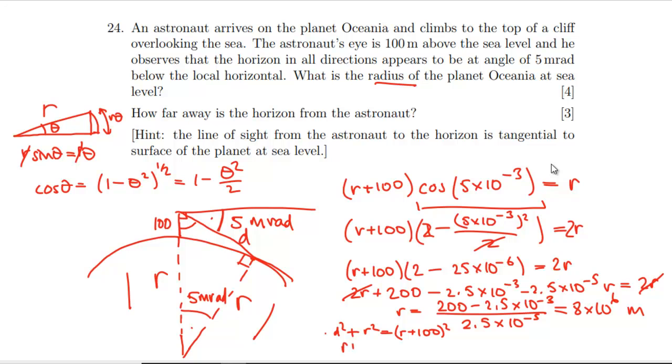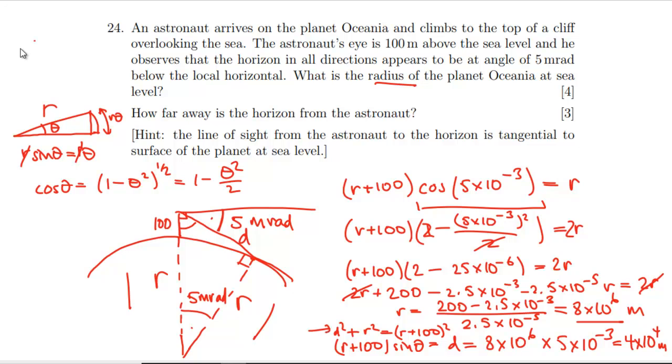We can say that r plus 100 times sine theta is equal to d, which is equal to, so it's made no difference to r by adding on 100, 8 times 10 to the 6, and then we can multiply that by theta, because sine theta is theta, 5 times 10 to the minus 3. So that's 40 times 10 to the 3, so 4 times 10 to the 4 meters. This would have worked, but you're just doing a bit more effort there. If we're doing the small angle approximations, we might as well just stick with it and carry on that way.